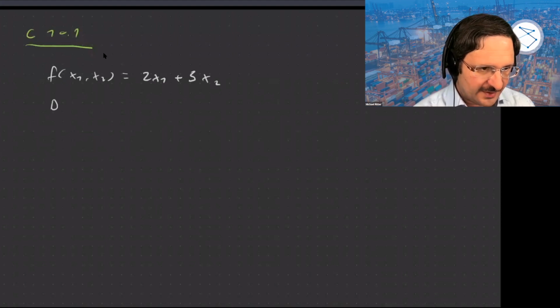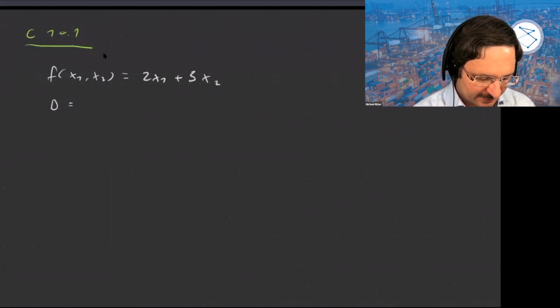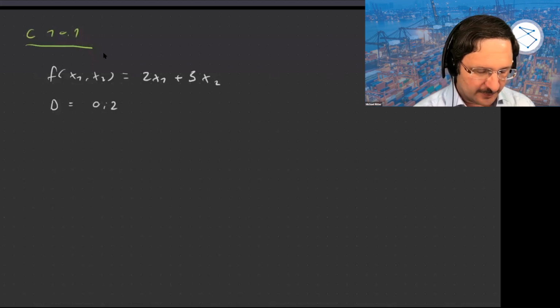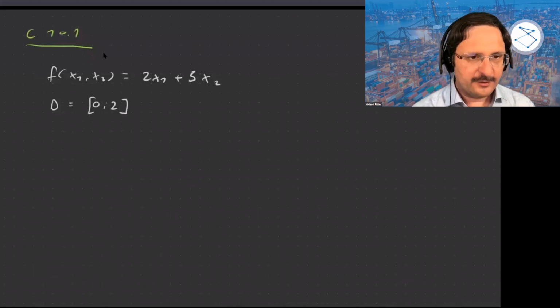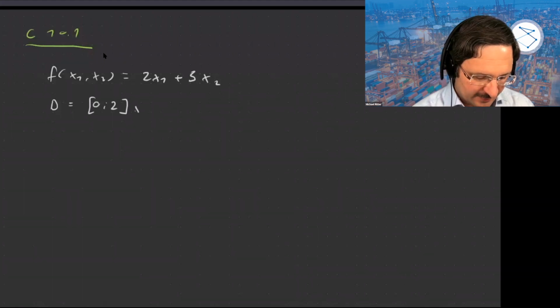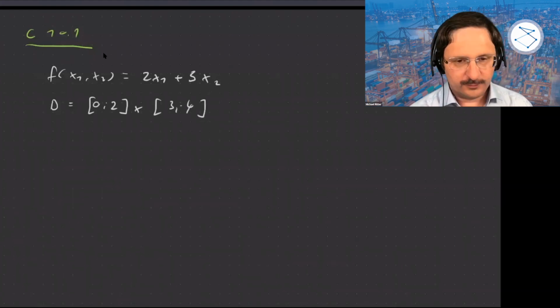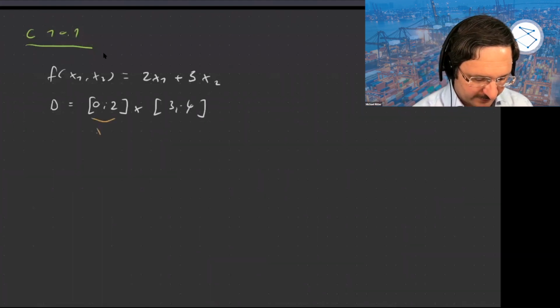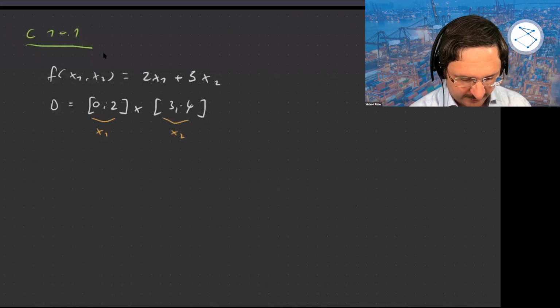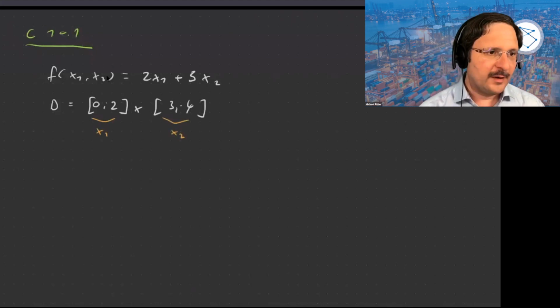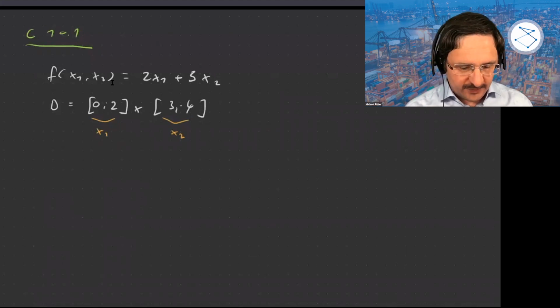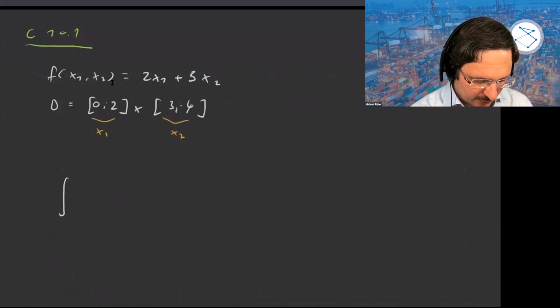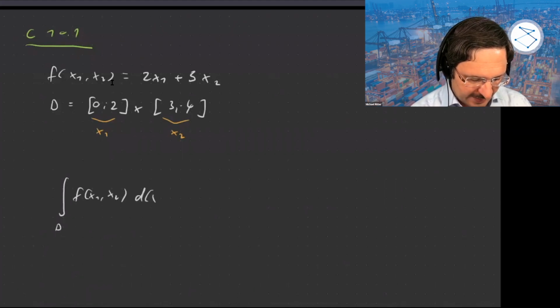And the rectangle D is given as the interval from 0 to 2 for x1 and the interval from 3 to 4 for x2. So that's the x1 coordinates. This is the x2 coordinates. And we're going to compute the integral over D of f of x1, x2, d x1, x2.